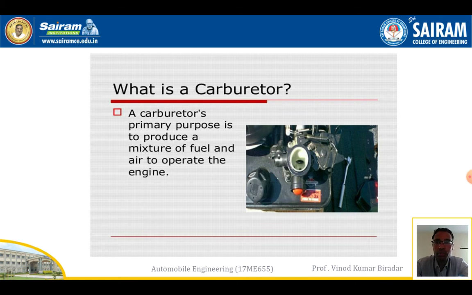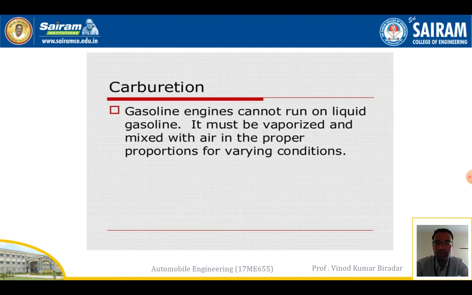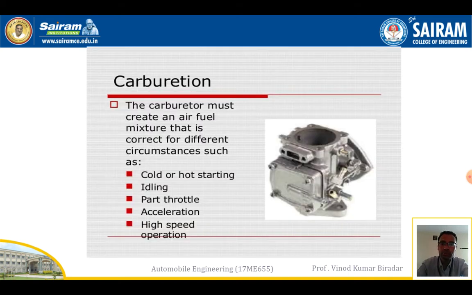Its primary purpose is to produce a mixture from air and fuel to operate an engine. A gasoline engine cannot run on liquid gasoline; it must be vaporized and mixed with air in the proper proportion for the various condition purposes. Now, what are the parts of a carburetor?